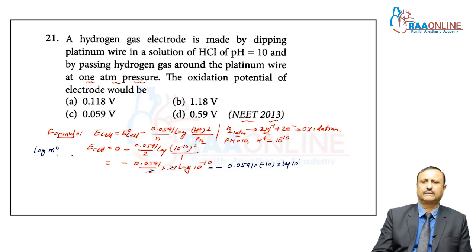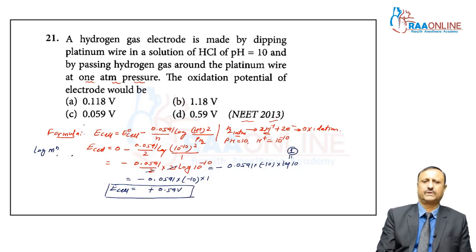Now log 10 is equal to 1. So, you can solve this question: minus 0.0591 into minus 10 into 1. My dear students, when you multiply by this minus 10, you get minus minus plus 0.59 volt. This is the E cell of this reaction. This is the calculation of this question, and this question was also asked in NEET 2013.